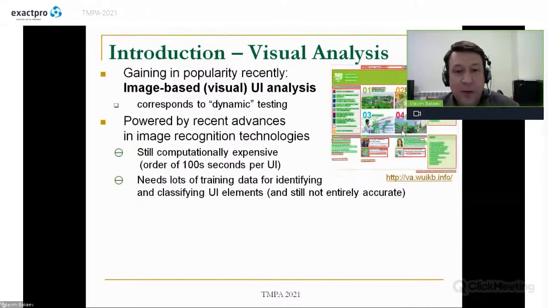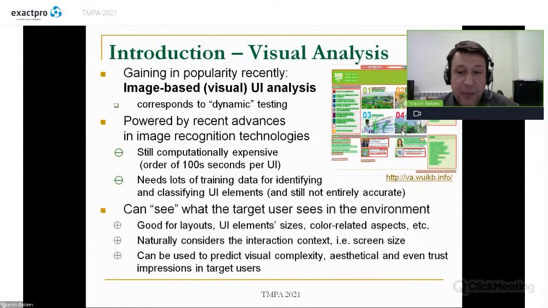And also you need quite a lot of training data to, for example, identify the UI elements because the machine learning models that we have are usually tailored to general images, not to user interfaces. And getting enough training data is not always easy. But the advantage is that this kind of analysis can see exactly what the user sees.